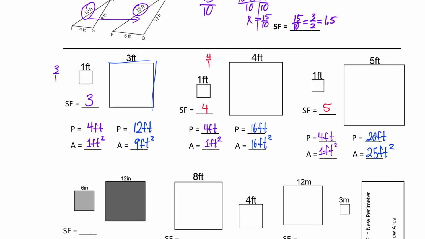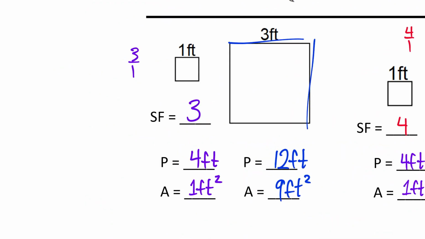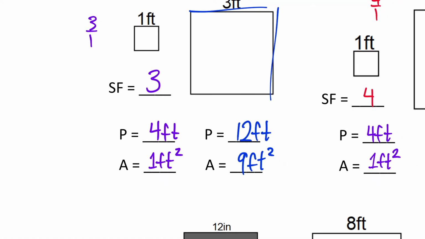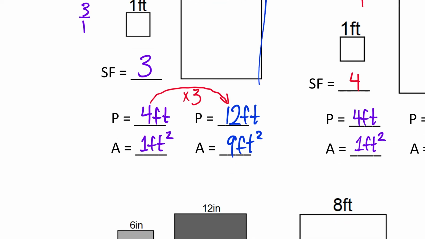We'll do those others in just a second, but I want to look at a pattern that's happening here. Okay, I'm going to go back to this first one. Let's think about this. To get from 4 to 12, what do you multiply by? You multiply by 3. How does that compare to the scale factor? It's the same thing as the scale factor, right? So the perimeter changes by the same thing as the scale factor. Okay, let's think about the area. It's the scale factor squared. Okay, good.